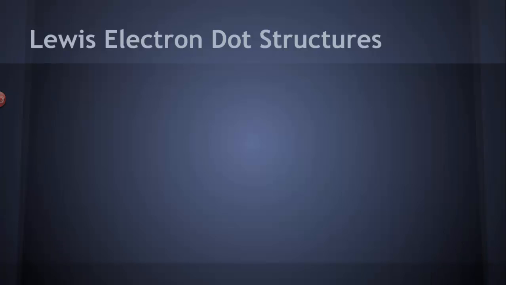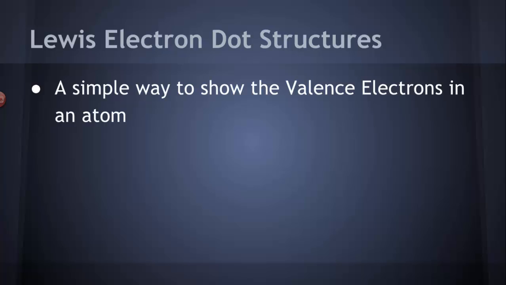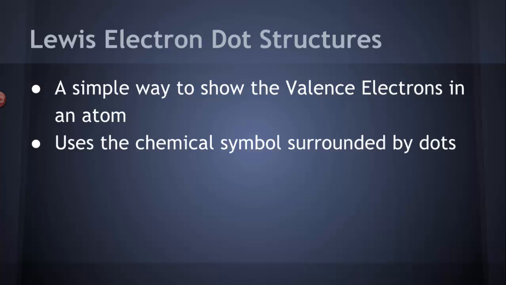Now, we can show the valence electrons in a very unique way in chemistry. We can draw something called a Lewis electron dot structure. It's very simple to do. It's a simple way to show the valence electrons, and those are the ones that are important. So we want to show them. We use the chemical symbol, and we put dots around that symbol.